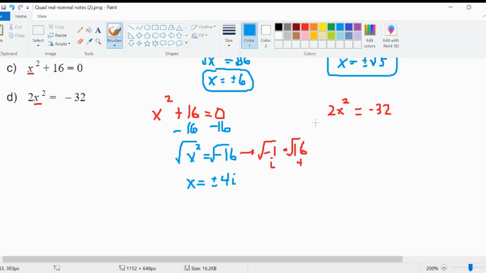And let's take a look at our last problem. So we've got 2x squared. We're going to undo the times 2. We can divide by 2. Divide by 2, we'll have x squared equals -16.